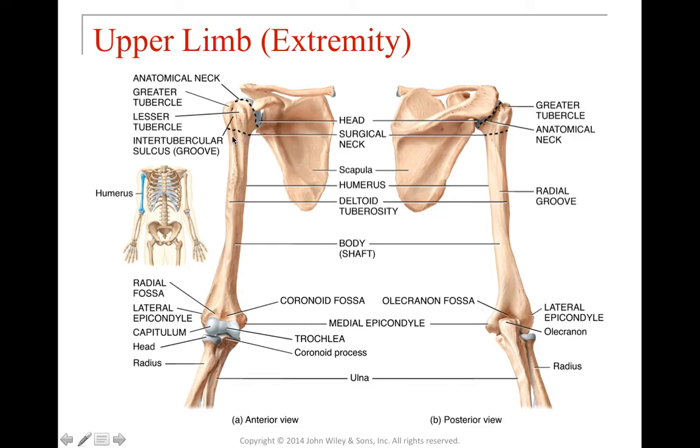And then as we follow that down, again, this is the humerus. We have a deltoid region, the deltoid tuberosity region. And then this is the body, so the whole region, the shaft, is considered the body.